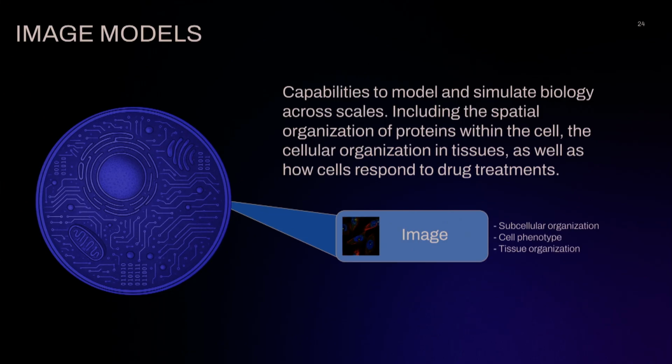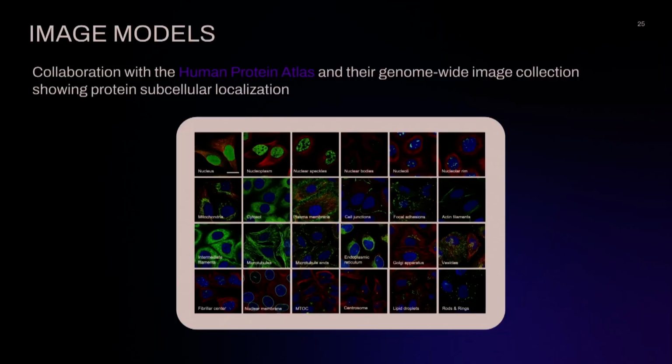Moving to image models. Image models give us capabilities to model and simulate biology across scales, including the spatial organization of proteins within the cell, but also how cells are organized in tissues, and so on. It's also a very common measurement modality in drug development. So you treat cells with drugs, and then you measure how they respond. You measure their phenotype. So here we collaborated with the Human Protein Atlas, which I'm a co-director of, and used their genome-wide image collection showing protein subcellular localization.